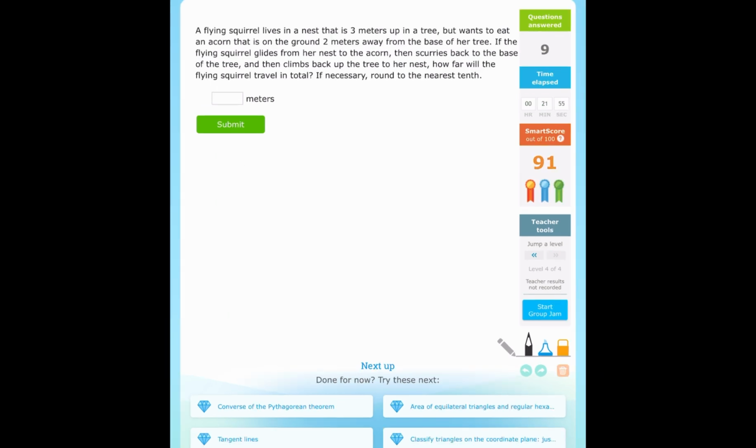Let's look at one more example. A flying squirrel lives in a nest that is 3 meters up in a tree. So I'm going to mark tree here. So the nest is here, that is 3 meters up in a tree. But the squirrel wants to eat a cone that is on the ground 2 meters away from the base of her tree. So here she has a cone that is 2 meters away from the base of the tree.